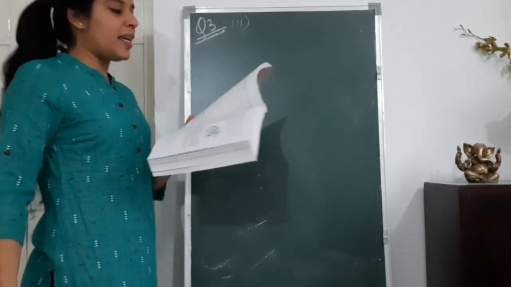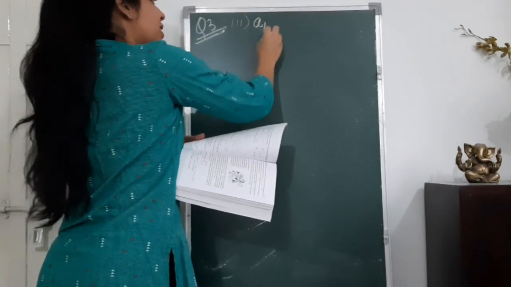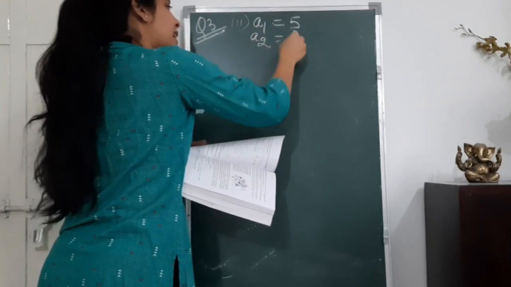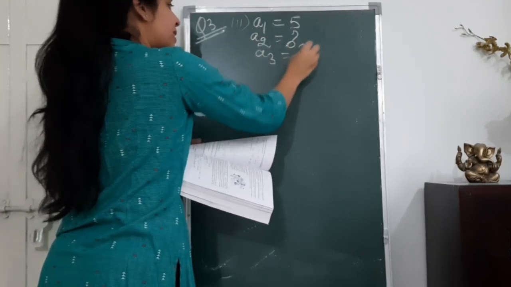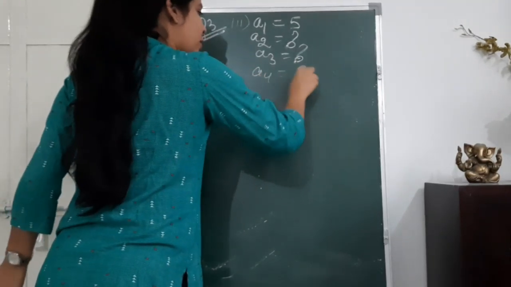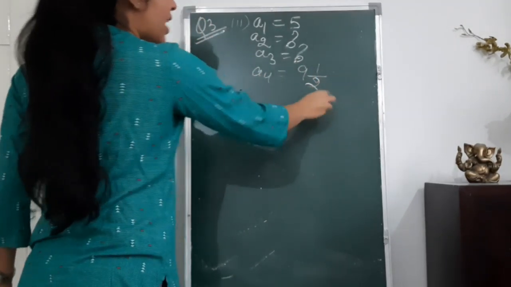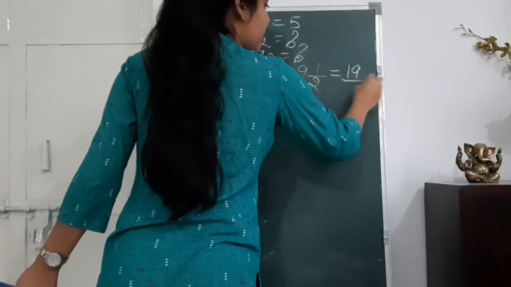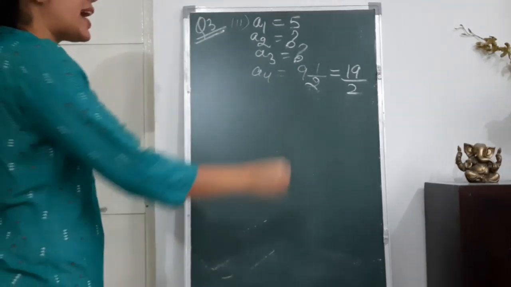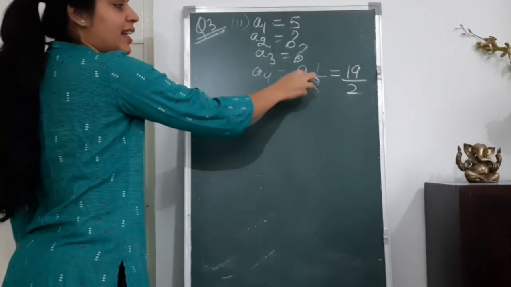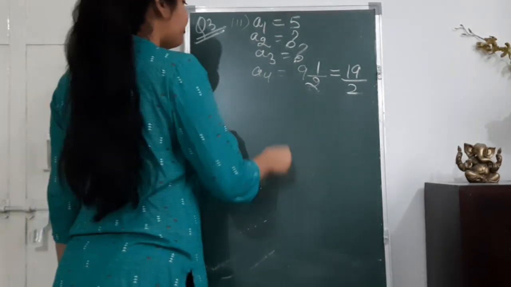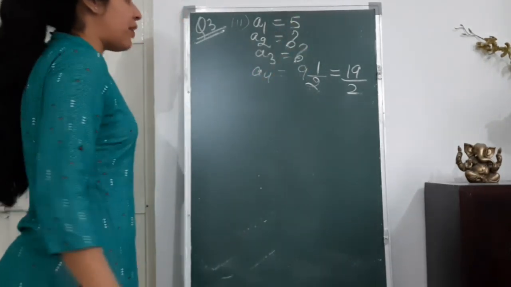Which has given me the first term, which is equal to 5, second term is missing, third term is missing, but the fourth term is given to us, which is equal to 9.5, which I can also write as 19 by 2. 9 into 2 is 18, 18 plus 1 is 19, so 19 by 2. And A1 is equal to 5.